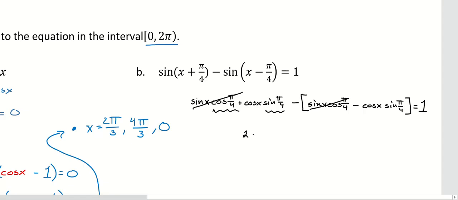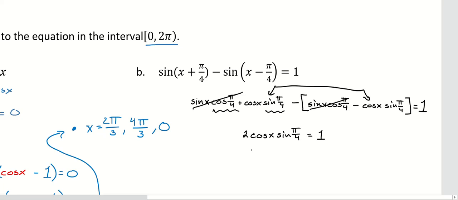So I'm just going to simplify this down. I have 2 cosine of x times the sine of pi fourths. And that's through distributing that negative. And I now know that that is going to be equal to 1. Again, I just want to stress, minus a negative, I just added these two together. And since they're exactly the same, I now just have 2 of them.